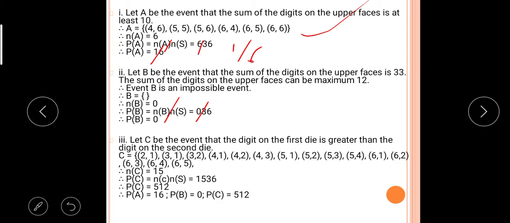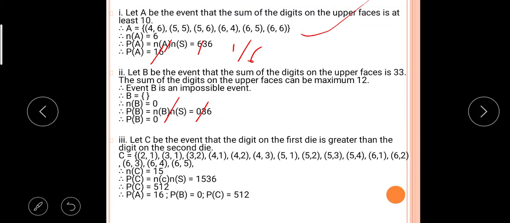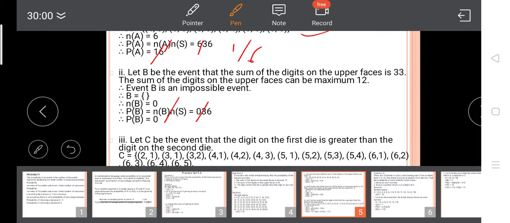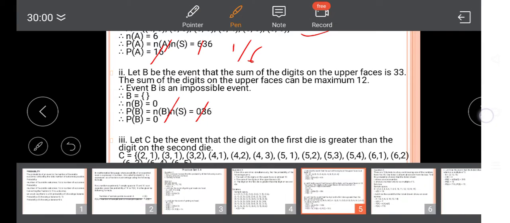The next event, let's see the event C: the digit on the first die is greater than the second die. Now see, these are the sample points for this event. 2 is greater than 1, 3 is greater than 1, like this. How many are there in total? There are 15. And therefore P of C is n of C upon n of S, and it is 15 divided by 36. So it is 5 by 12.